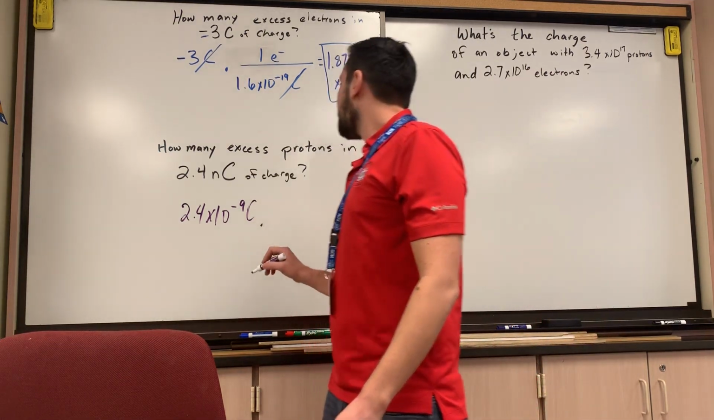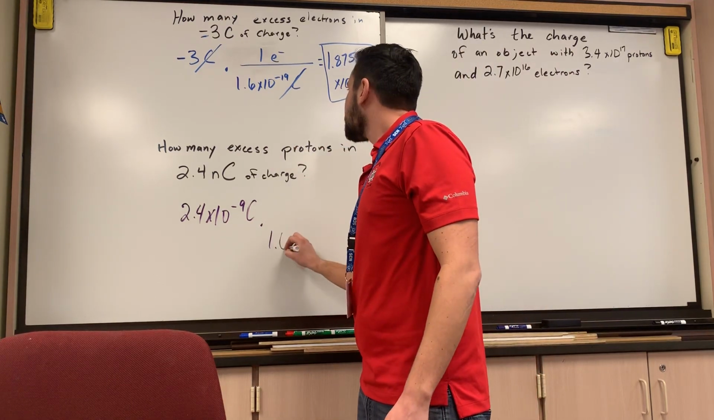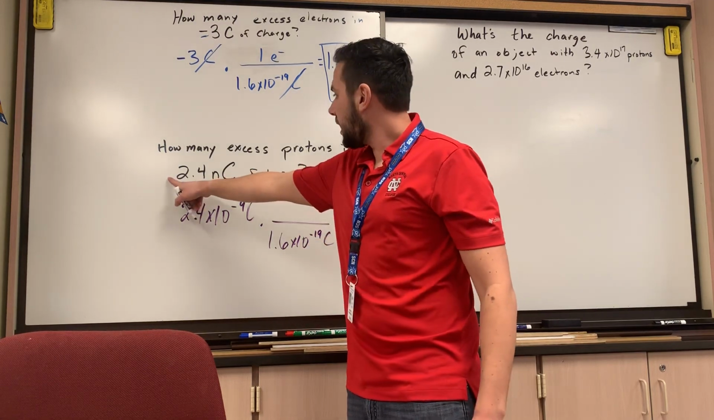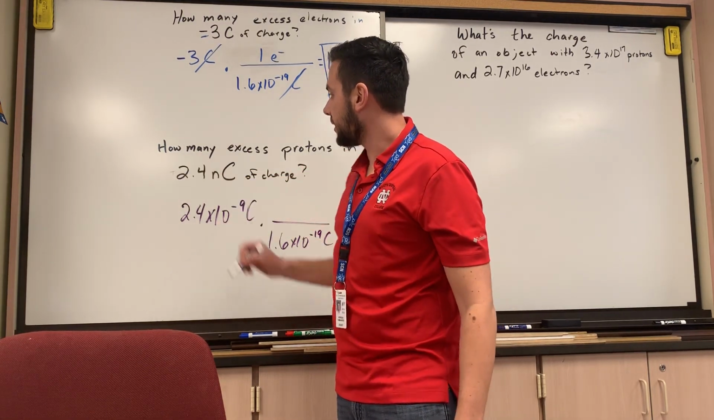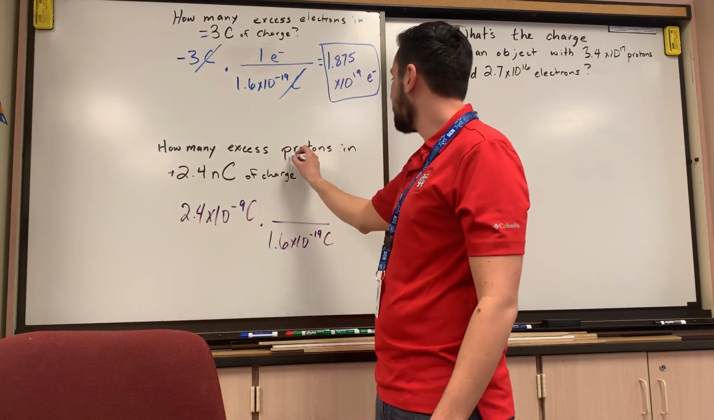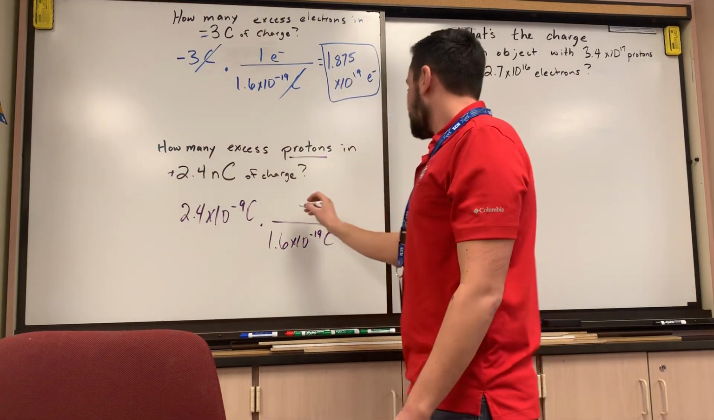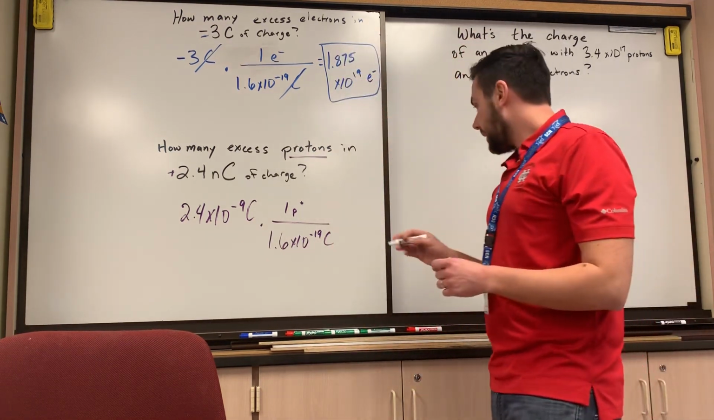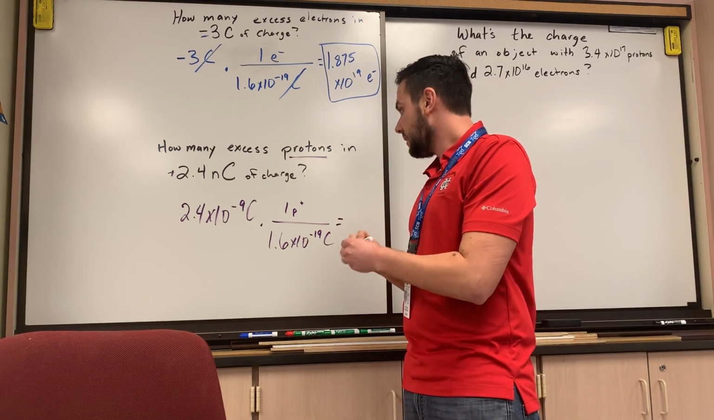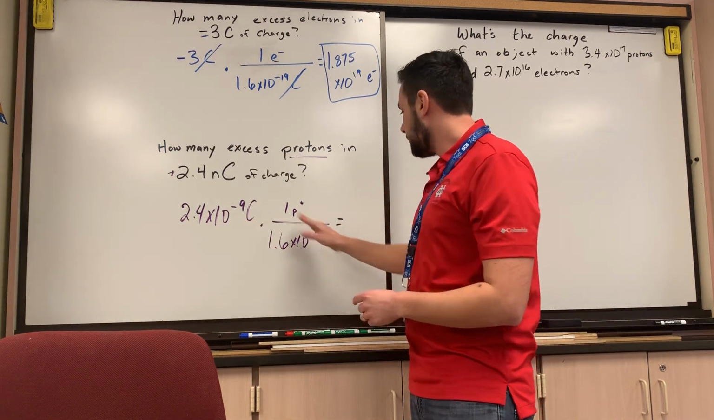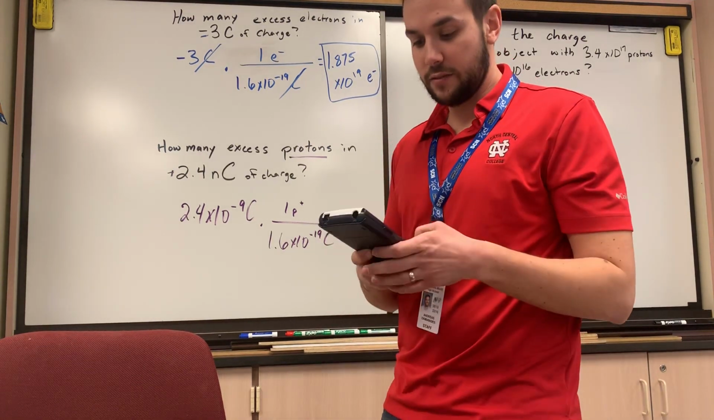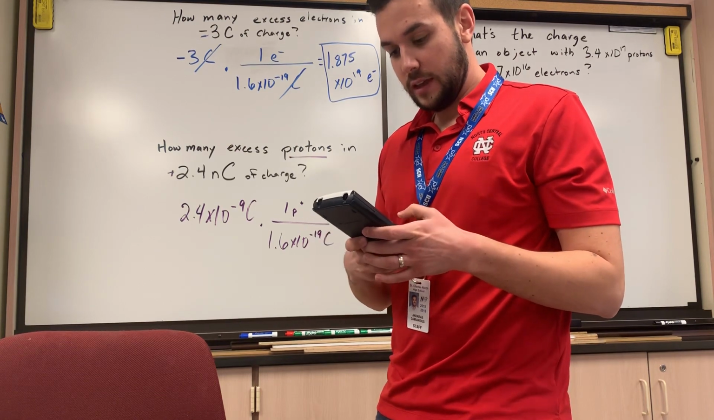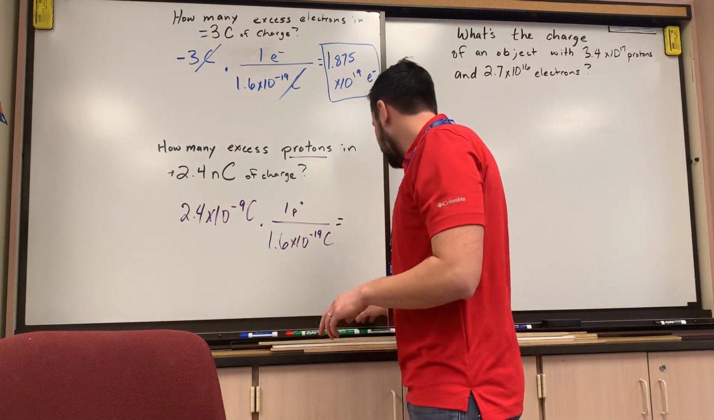So again, I'm going to set this up. I know that I have 1.6 times 10 to the -19 coulombs. Now I have a positive charge. This is implied by not having a negative sign, so this is going to be positive. That means I have more protons. So I'm going to say that many coulombs are in one proton, because a proton and an electron have the same charge. And as a result, when I do that, I again take 2.4 times 10 to the -9 divided by 1.6 times 10 to the -19, and I get 1.5 times 10 to the 10th.